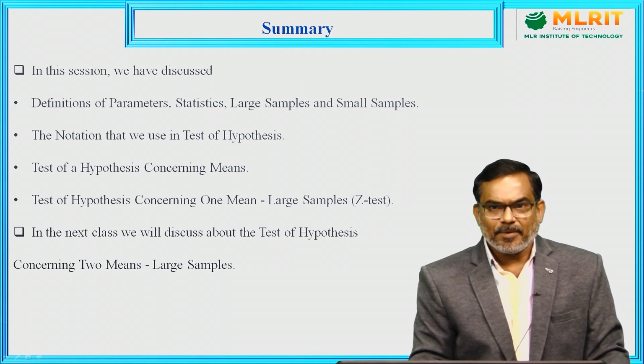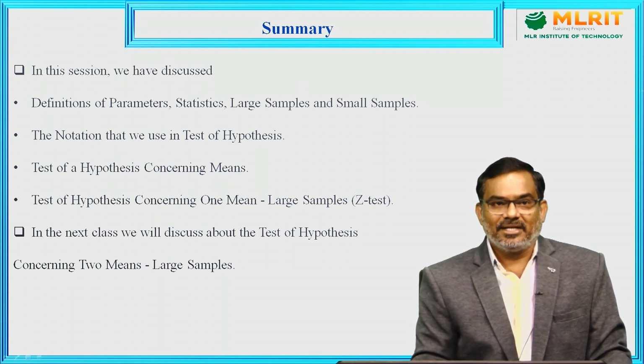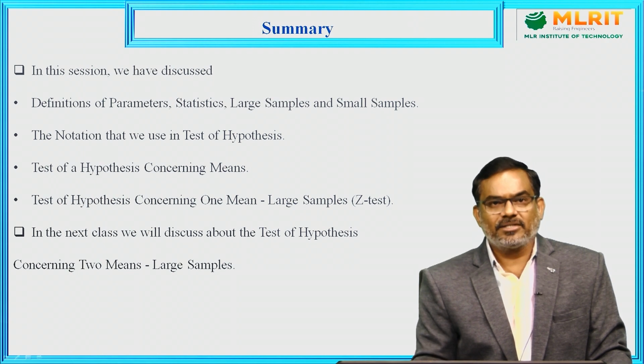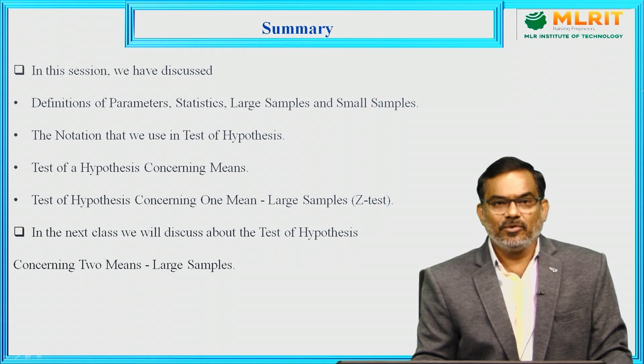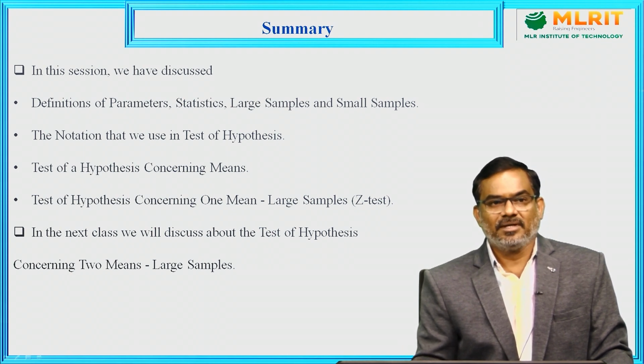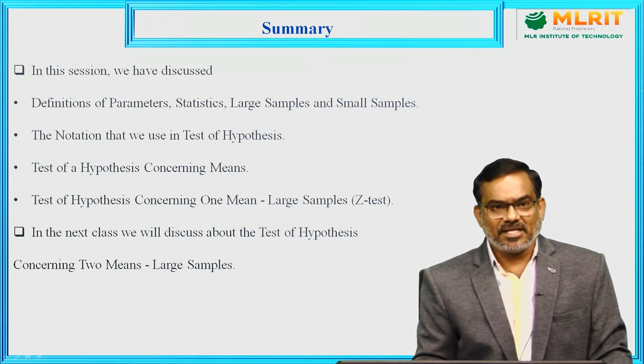Now, summary of the present session. In today's session, we have discussed definitions of parameters, statistics, large samples and small samples. The notation that we use in testing of hypothesis is also discussed. And the test of hypothesis concerning means, particularly one mean for large samples, and we have discussed some problems also. In the next session, we will discuss the testing of hypothesis concerning two means for large samples.